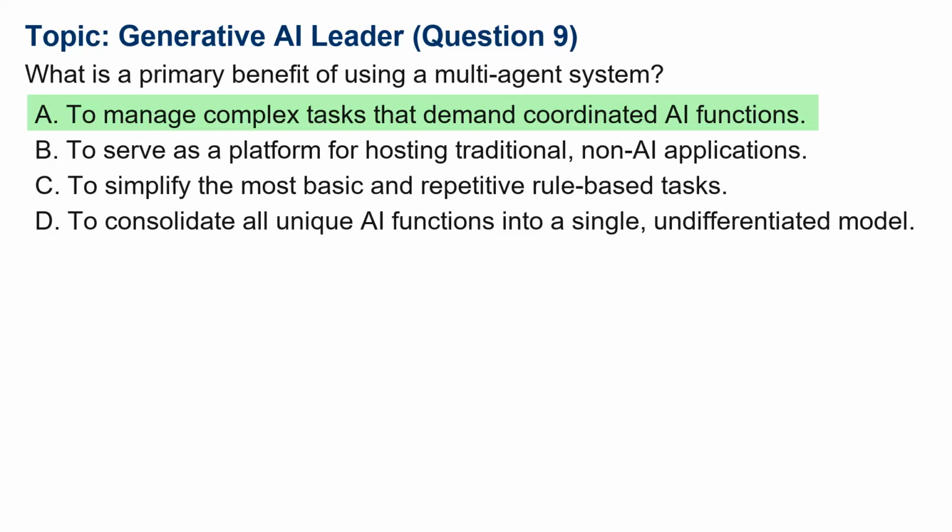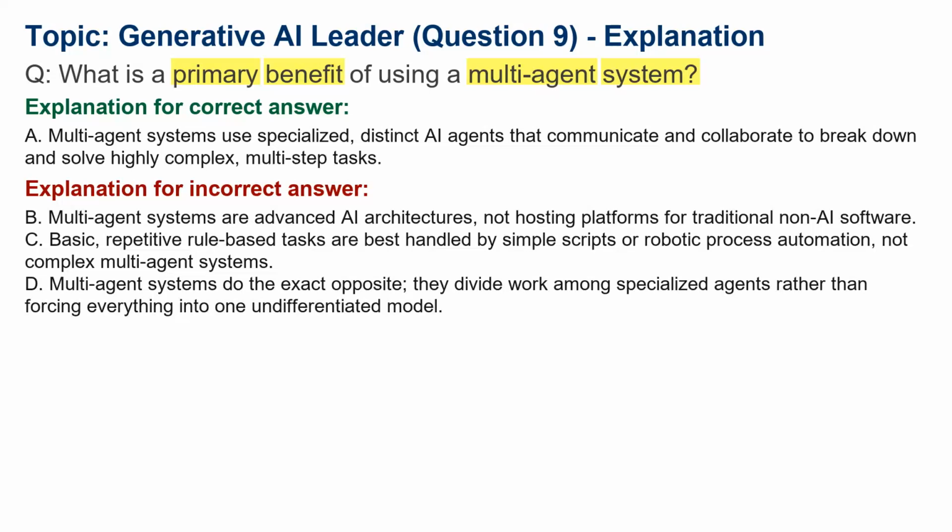The correct answer is A. To manage complex tasks that demand coordinated AI functions. To arrive at the correct answer, we focus on the keywords primary benefit, multi-agent system. Why is this correct? Multi-agent systems use specialized, distinct AI agents that communicate and collaborate to break down and solve highly complex, multi-step tasks. Why are the others incorrect?